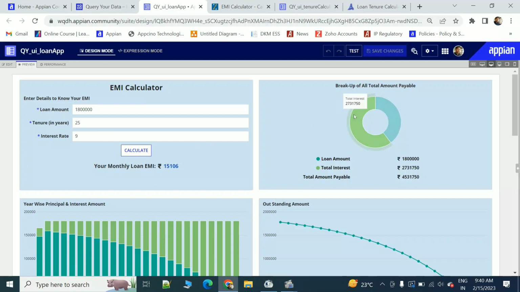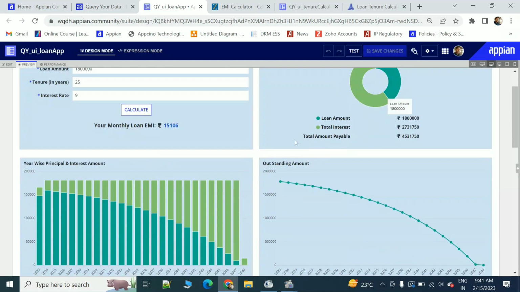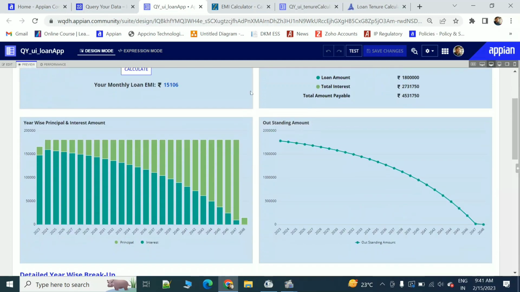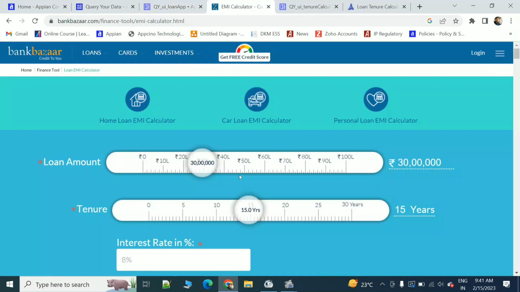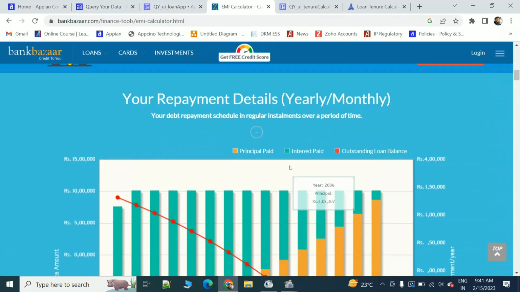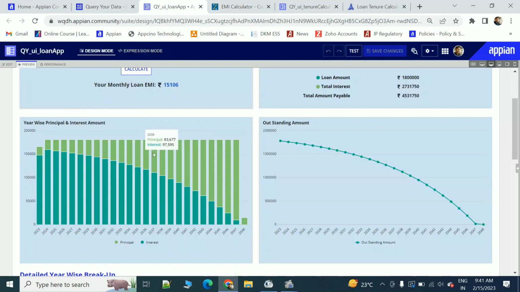And the same information you can see here on this pie chart, that your loan amount is this and the total interest amount that you have to pay is 27 lakhs 31,000. So total amount payable is 45 lakhs. So this information is displayed here, and the same information that you are seeing in this chart on bankbazaar.com, you can display on the Appian website also.